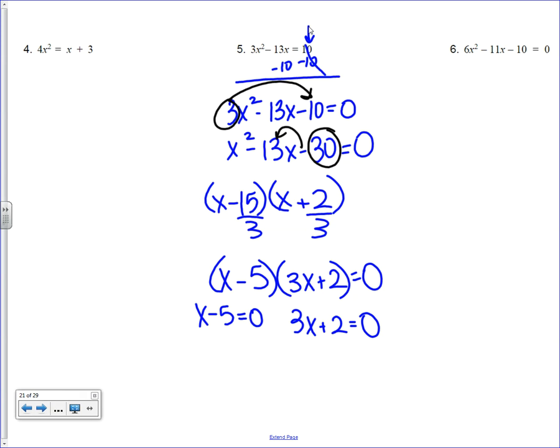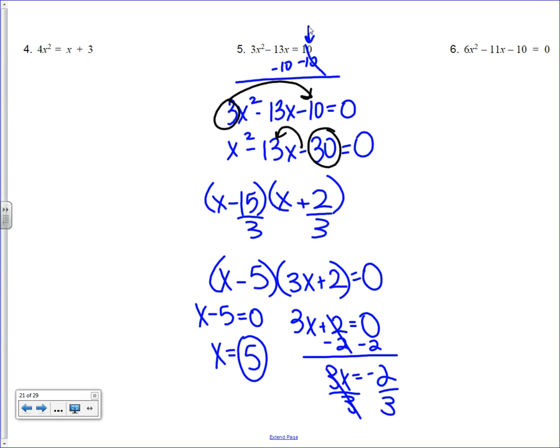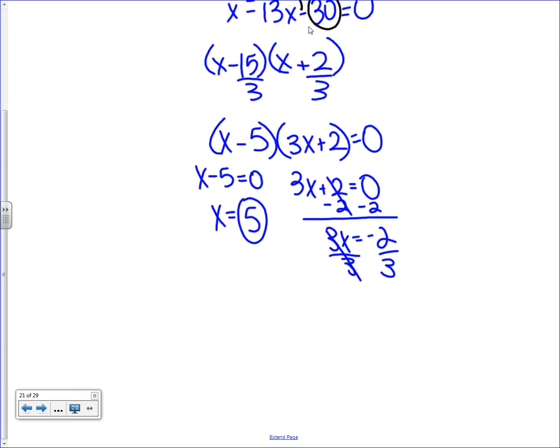What do you think here, Tyler? Yep, so I get x equals 5. What do I have to do over here? And then, what is 2 divided by 3? We can just keep it as negative 2 over 3, but what is the decimal? And that's repeating. Good. Looks great.